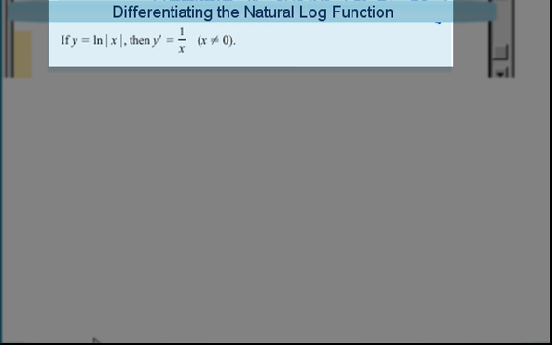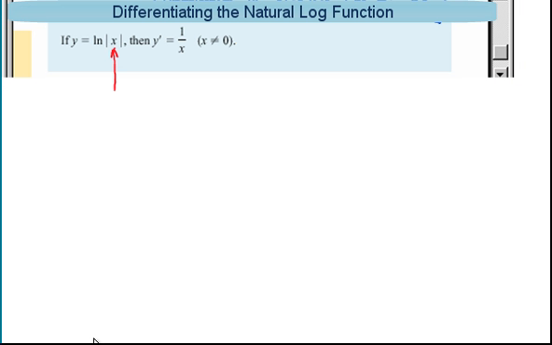Okay, now let me give you a name for this. What you're taking the natural log of, you can call that the argument. It's something we use in trigonometry. We just kind of need something to call it. You know, we had the radicand with square roots. The radicand is what's under the square root. Well, here, what you're taking the natural log of, or in trigonometry, what you're taking the sine or the cosine of, you can call the argument.